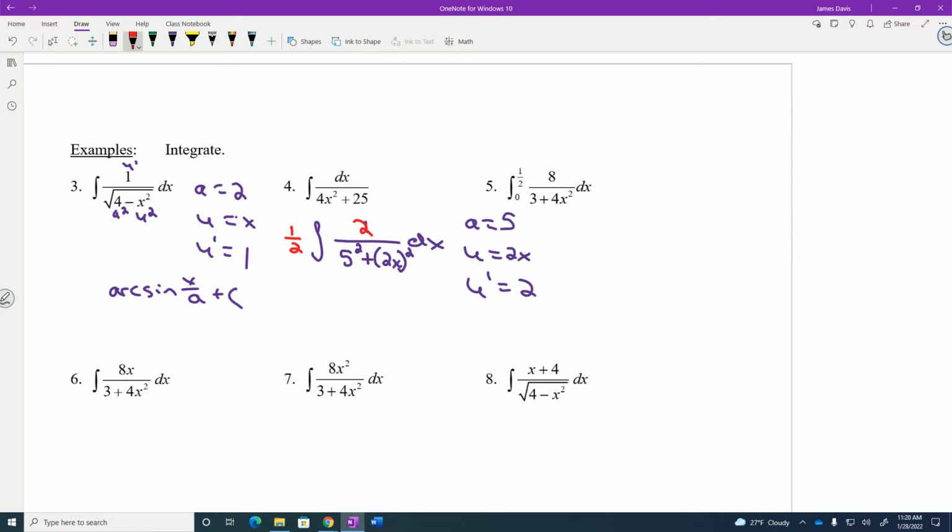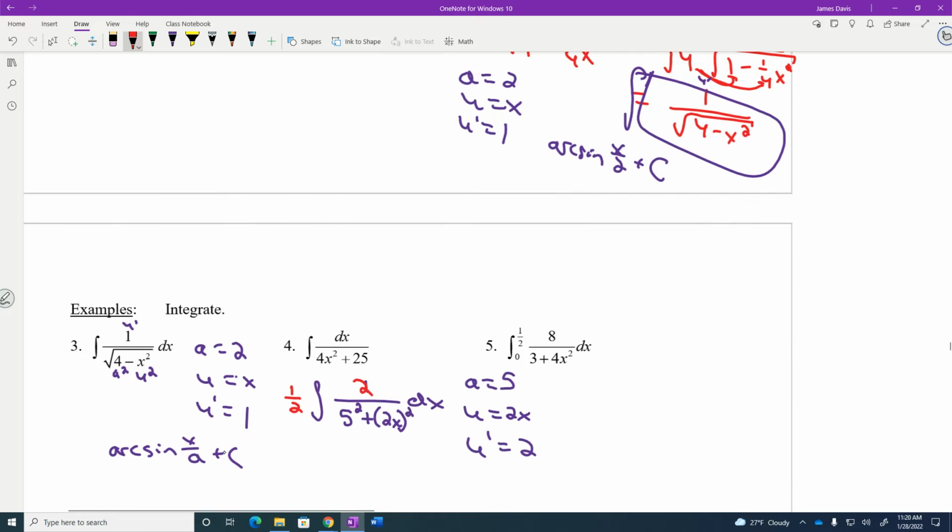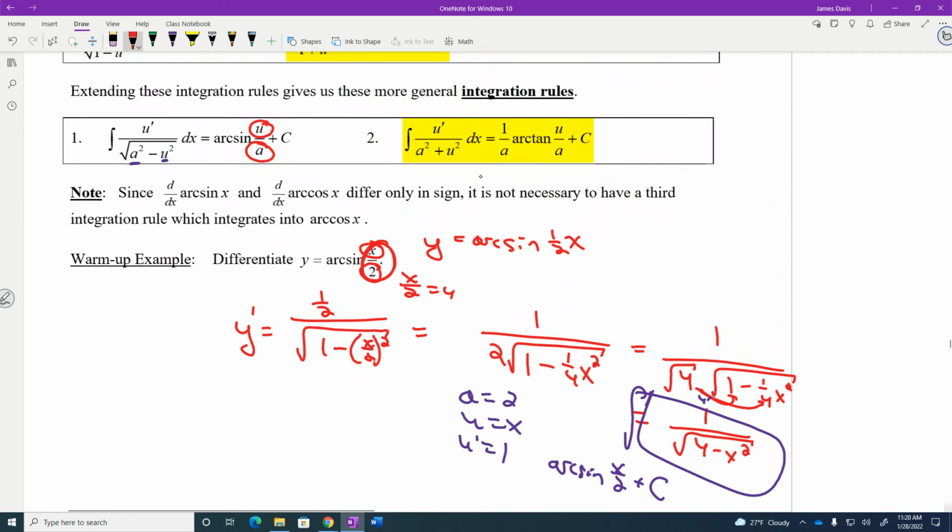So let's just do a little math trick there. Does it make sense why we're allowed to do that? 2.5 is the same thing as 1, right? So we need it to match in order for it to work. So then when we do this, let's look at the arctan formula.